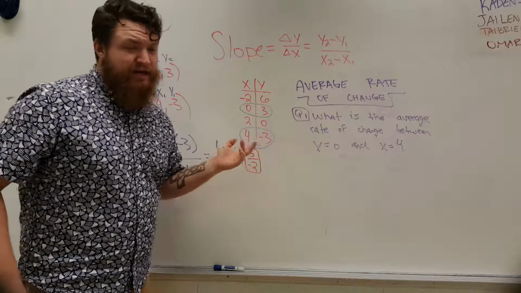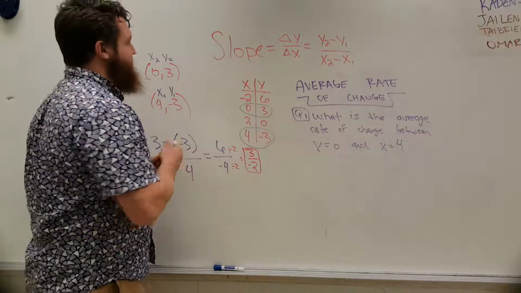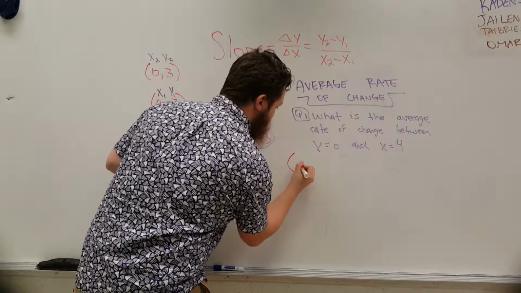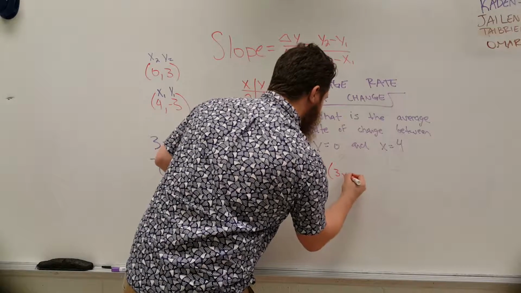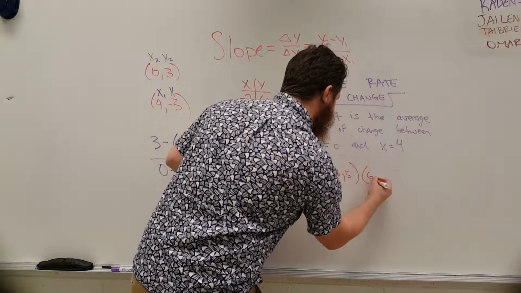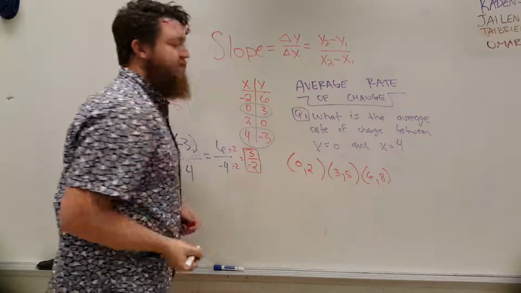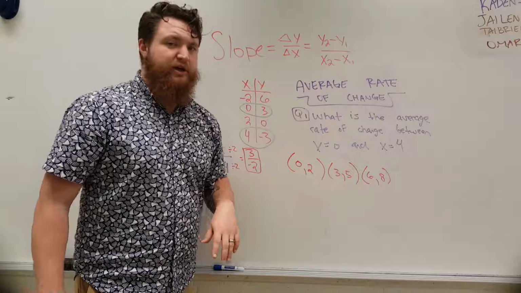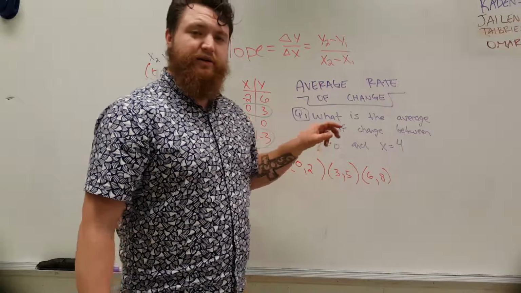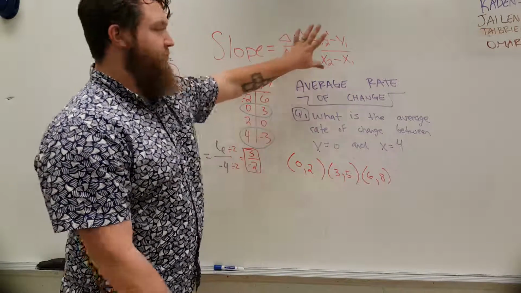Okay, if it gave you data points, say it said something like 0, 2, 3, 5, 6, 8, and asked you to find the slope, same thing. You pick 2 points, doesn't matter which 2, you label them x1, y1, x2, y2, plug them in and solve.